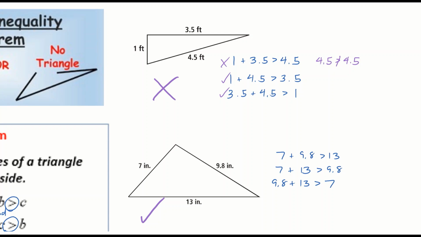But the bottom triangle, sure. 7 plus 9.8 is greater than 13. 7 plus 13 is greater than 9.8, and 9.8 plus 13 is greater than 7. So that one did exist. It can exist. This one up here, while you can look at it, it's just simply mislabeled, okay? One of those sides, or maybe 2 of them, who knows, or maybe all 3, are just simply incorrect.